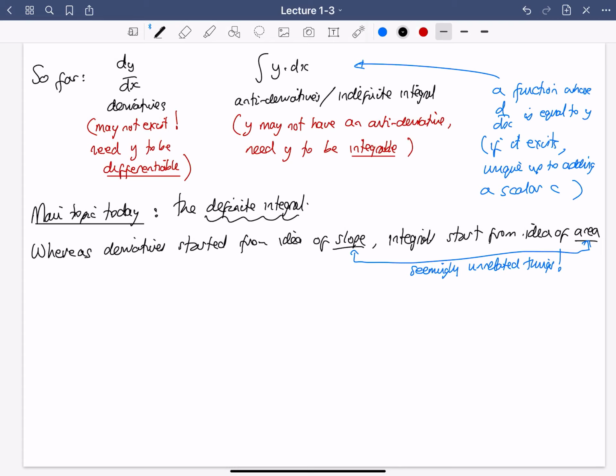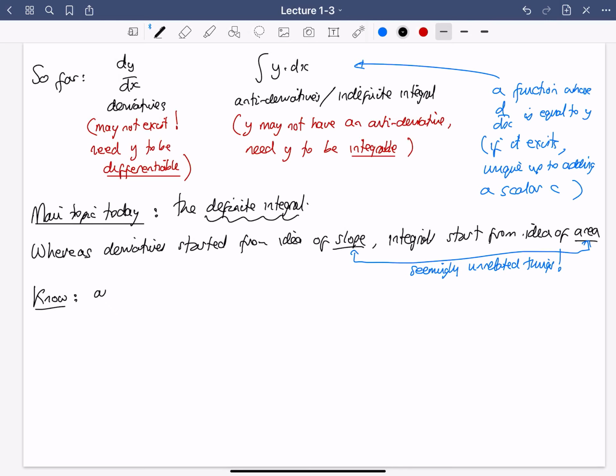So let's talk a little bit about the idea of area, and then we'll get to the fundamental theorem of calculus, which actually shows you that this definite integral is related to antiderivatives, hence to derivatives. So in fact, there is some connection between the idea of slope and the idea of area. It's a little bit of a surprise. So we've got to think about area. So what do we know about area?